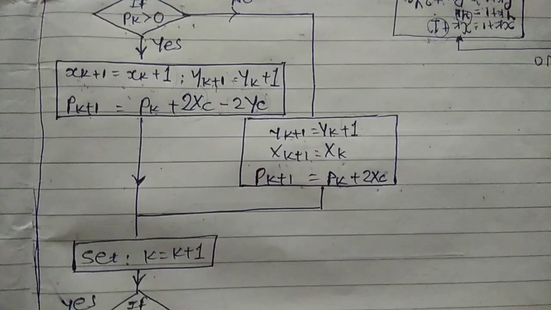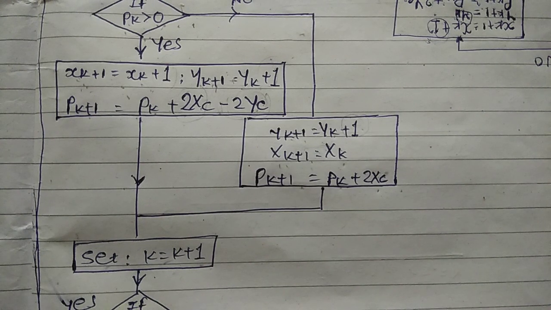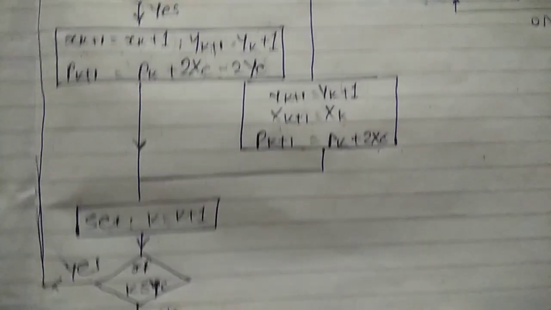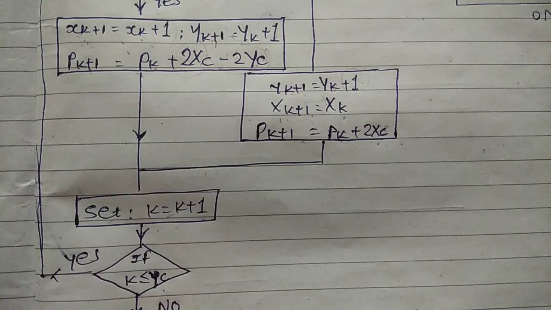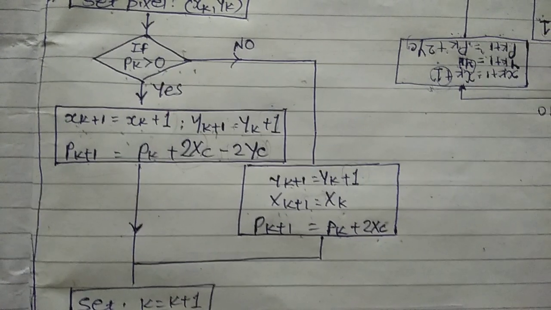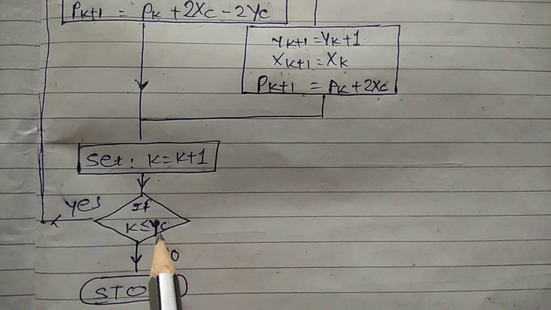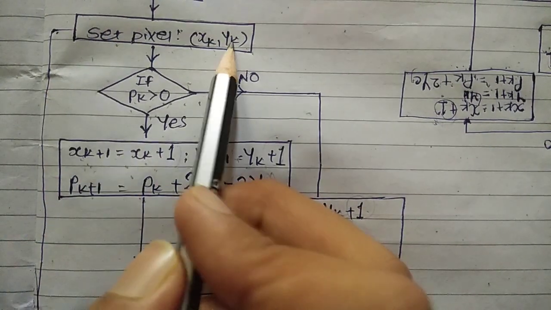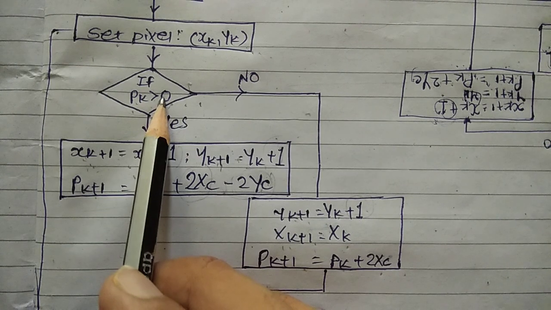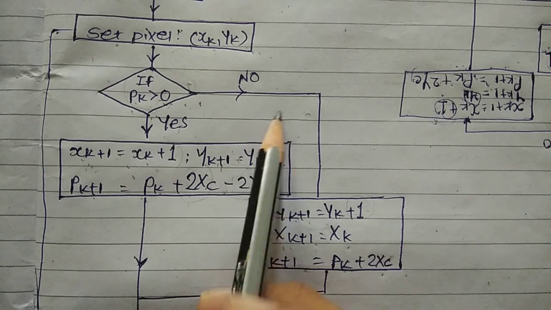Now further set k equals k plus 1, the next coordinate on the line, and if the value of k is less than or equal to yc, we need to loop again, the whole loop. So here the difference yc is still larger than the value of k, so we need to proceed again and again in this continuous loop: set pixel xk, yk. Then we need to further classify the condition of pk greater than or less than 0.